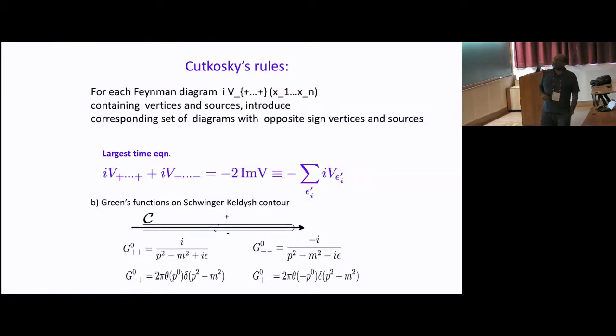And so what you do is that for each such graph, you introduce an opposite set of graphs where you switch all the signs of the sources and the couplings from plus to minus. So if you have coupling G, you introduce minus G. And so you get a completely corresponding set of diagrams with opposite signs of the vertices and sources. And actually, you can formulate this problem analogous to the way Zoran mentioned in his talk.